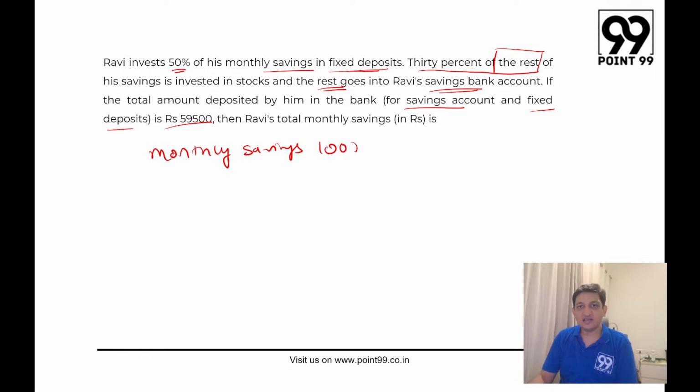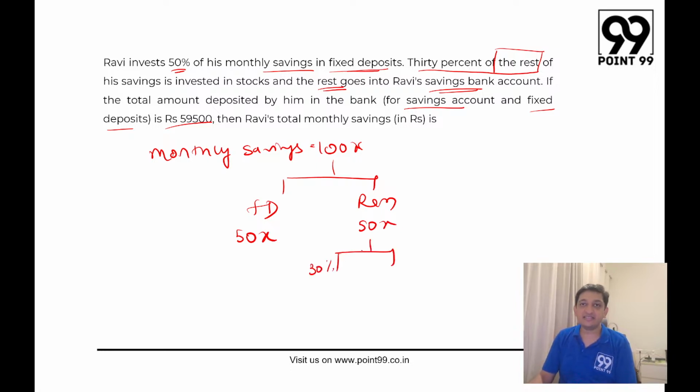is 100x. Why did I take 100x? Because in percentage terms, it's better to take 100x. Now 50% went into fixed deposit, so write it as FD. So 50x went into FD. 30% of the rest. Now the remaining is 50x. Its 30%. So what is 30% of 50x? It will be 15x. Now this 15x goes into stocks, and the remaining, meaning 15 removed from 50, the 35x that is left goes into the savings account.